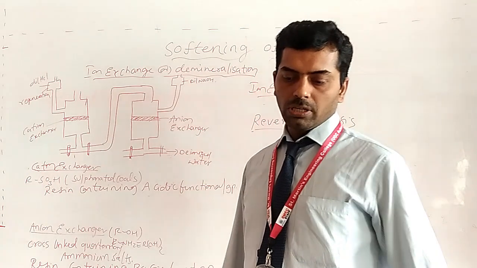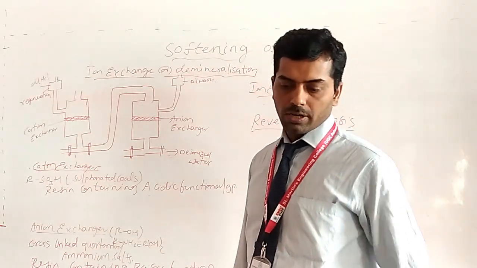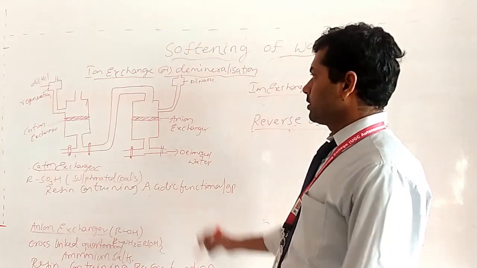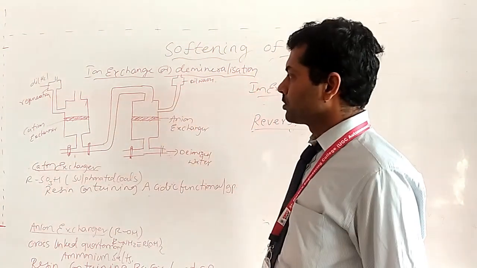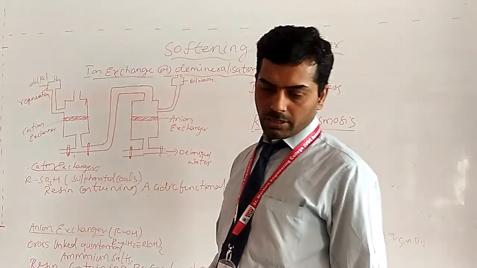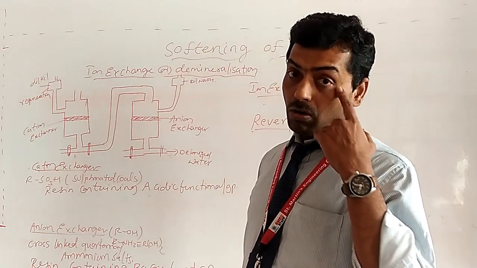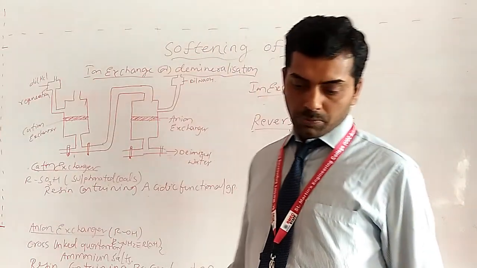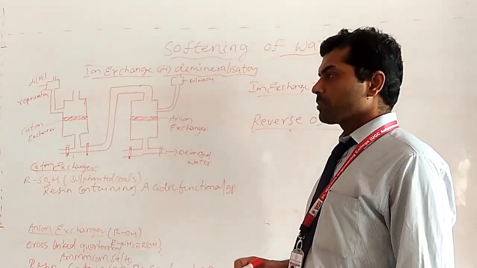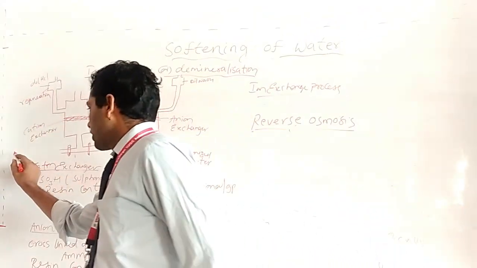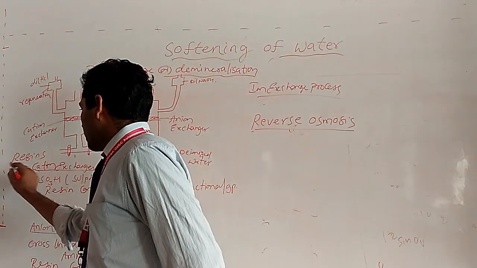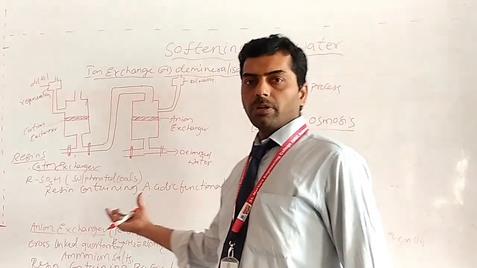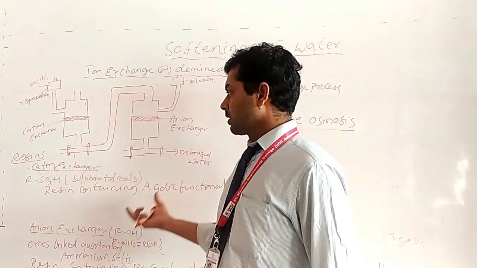So the process of removing the hardness producing salts from water is known as softening of water or conditioning the water. If you see the first one, ion exchange or demineralization, it involves the removal of almost all cations and anions present in the hard water. In this process, we have two types of resins, which are the filters responsible for removing the waste minerals and all the impurities in the hard water.